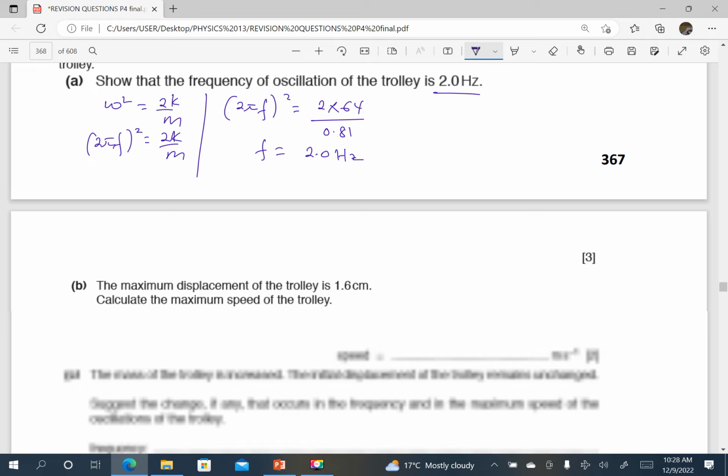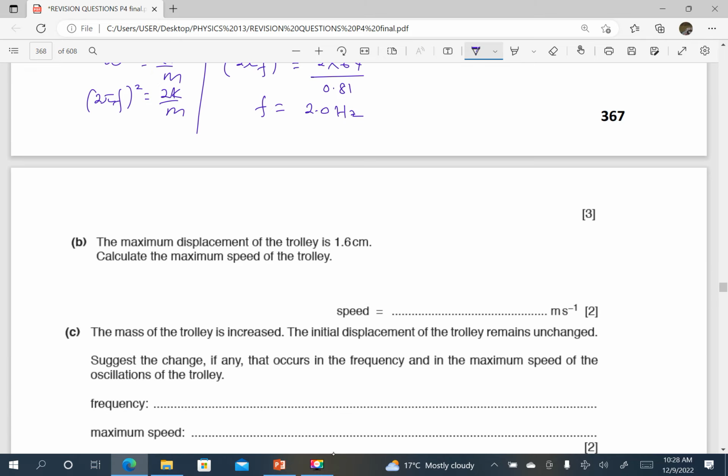You can also verify. The maximum displacement of the trolley is 1.6 centimeters. Calculate the maximum speed of the trolley. Of course, we know that maximum speed v naught is omega times maximum displacement x naught. Remember, omega is 2 pi f, so times x naught. So this is 2 pi times f. F we have got 2.0 times x naught, which is 1.6 times 10 power negative 2. You check your calculator.